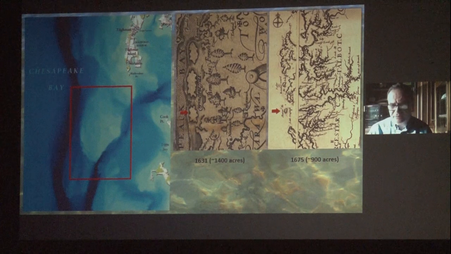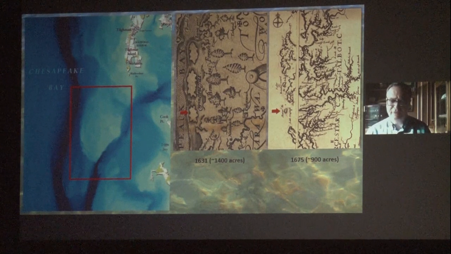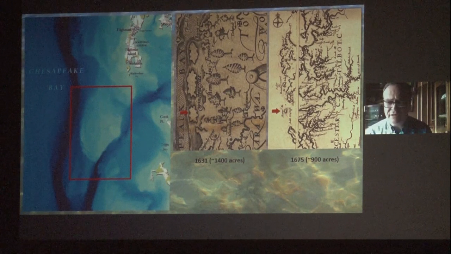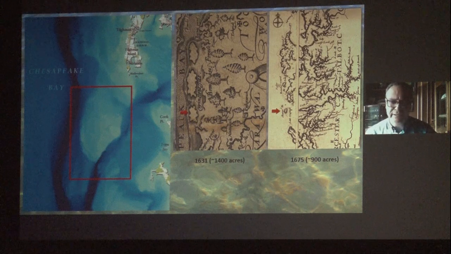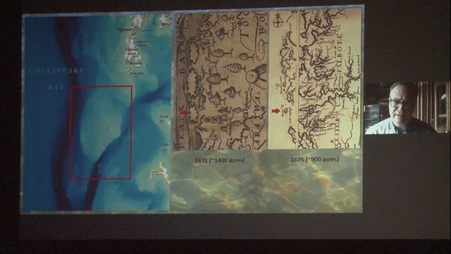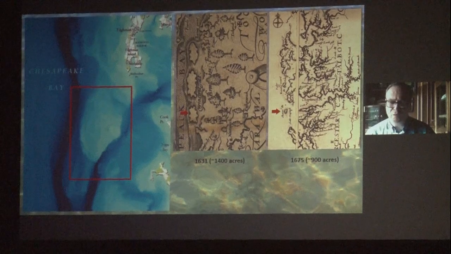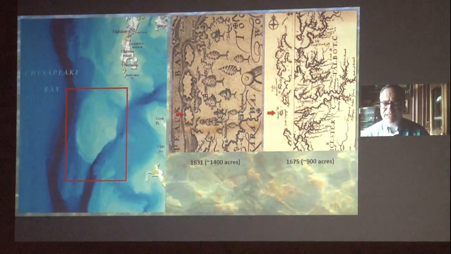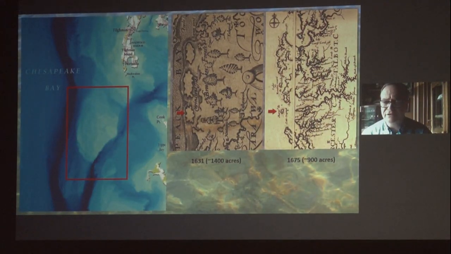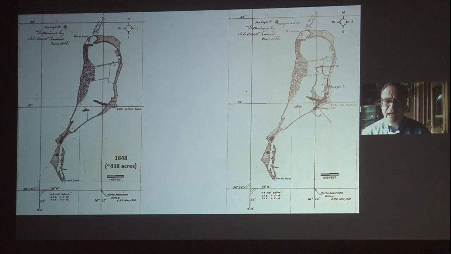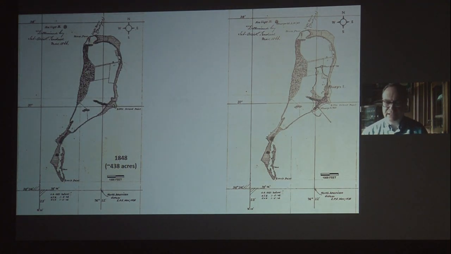And this illustrates a process that I want to highlight today: coastal erosion and the vanished archaeological resources. In 1631, where that shoal is today, there was an island that was 1,400 acres. By 1675, it had been reduced down to about 900 acres. By 1848, less than half of that 900 acres persisted, about 438 acres. And you can see for the first time what that landscape looked like. There was upland, tilled fields, and marsh.